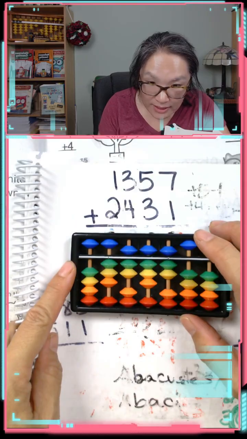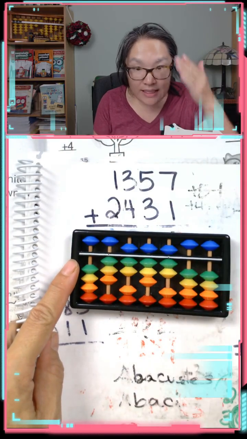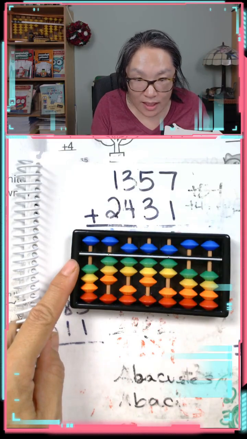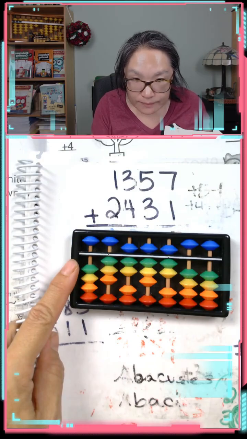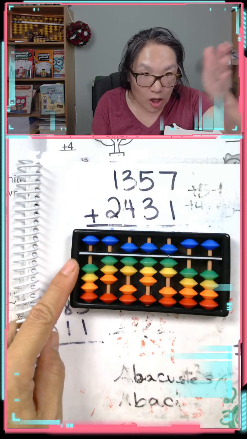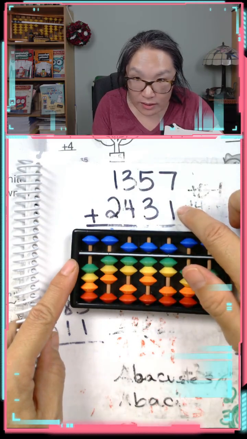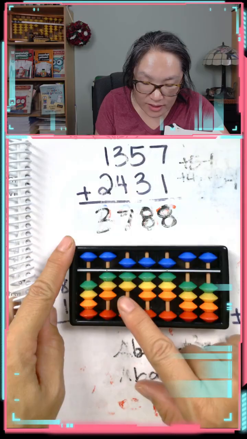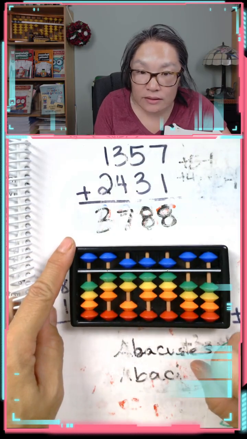Thank you, Ben. Yes, right? See, once you understand the basic concepts, then it doesn't matter. Once you understand the concepts, it doesn't matter what column you're at. So then we have our 1. Add the 1. So my final answer is 3,788. And there we go.